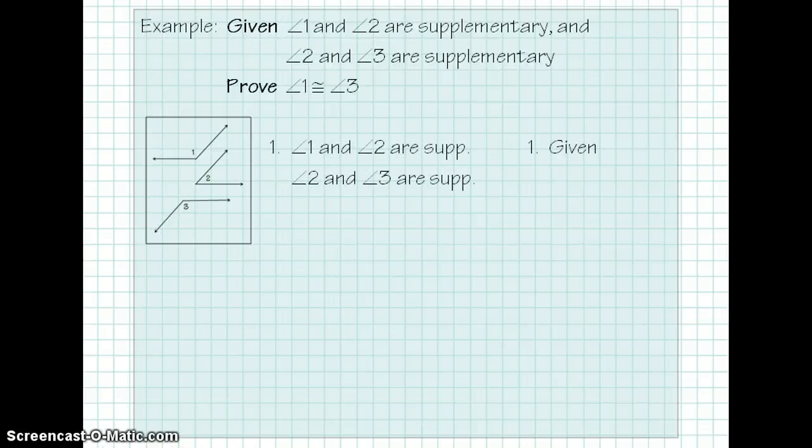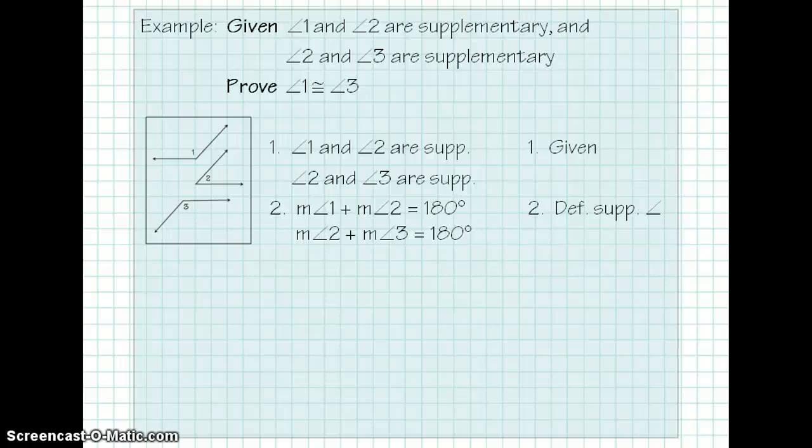Well, we're going to use both of our statements at once here. We're going to say angle 1 and angle 2 are supplementary, angle 2 and angle 3 are supplementary, and that's my given statement. And then, what does it mean to be supplementary? So there's my definition. Both of these have to add up to 180. I've got the same thing here: the measure of angle 1 plus the measure of angle 2 equals 180. So therefore, they're both equal.